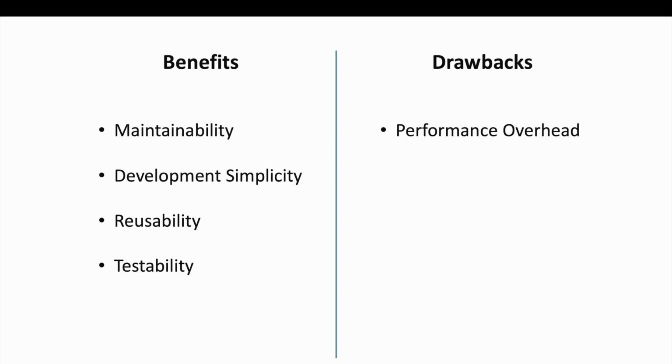What are some of the drawbacks? Now, first one is performance overhead. The additional abstraction can introduce latency, particularly if many layers are involved. There's complexity in deployment. Managing and deploying changes across layers can be complicated, especially in large applications. Rigidity. Heavy interlayer dependencies can make it difficult to modify the architecture without affecting multiple layers.